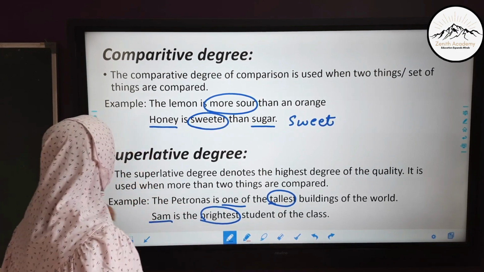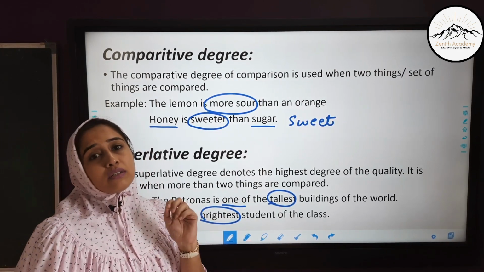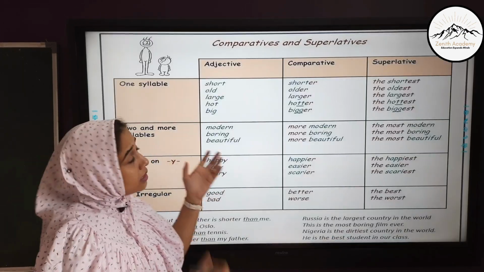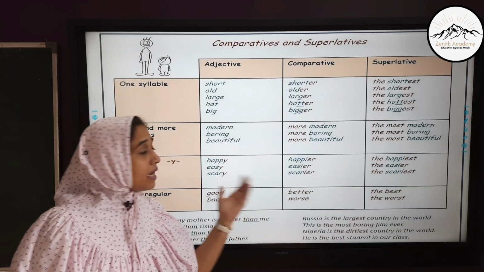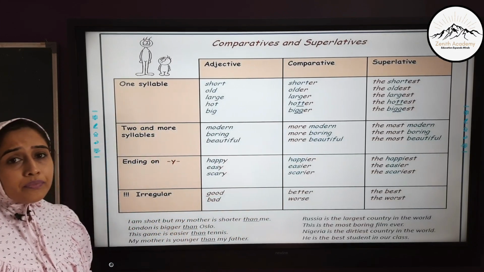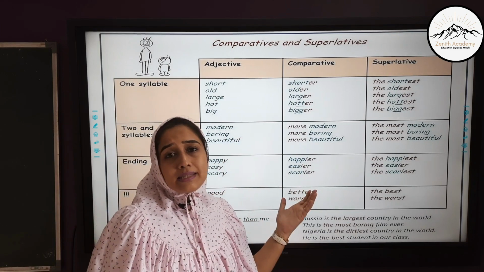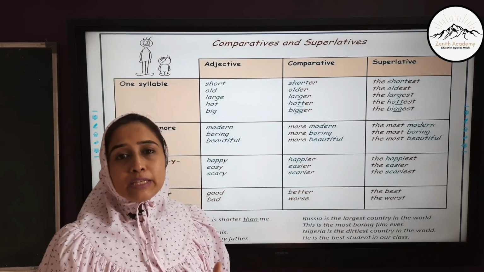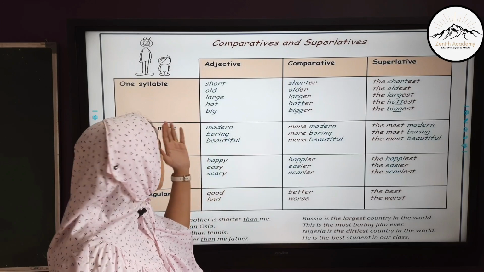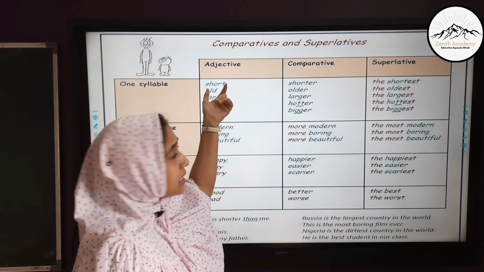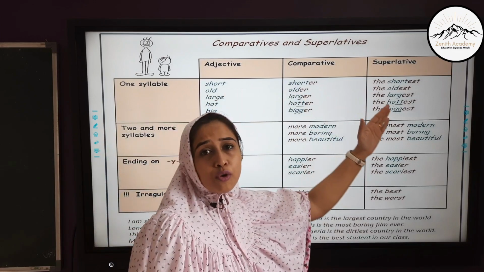Let's move ahead and see the rules when you are transforming. What the rules are to be followed. This is a table. You can take a screenshot of it first. So you will get more such examples while you search your textbooks or internet. There are some rules when you change words from positive or basic form of adjective to comparative and superlative.